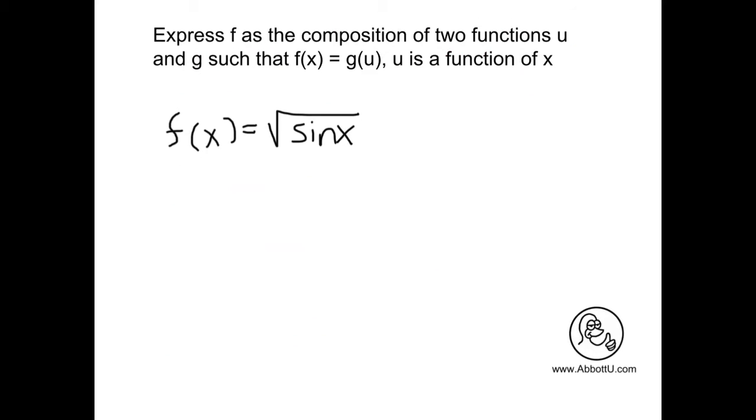And the next question: we've got to express f as the composition of two functions u and g, such that f of x equals g of u, and u is a function of x.